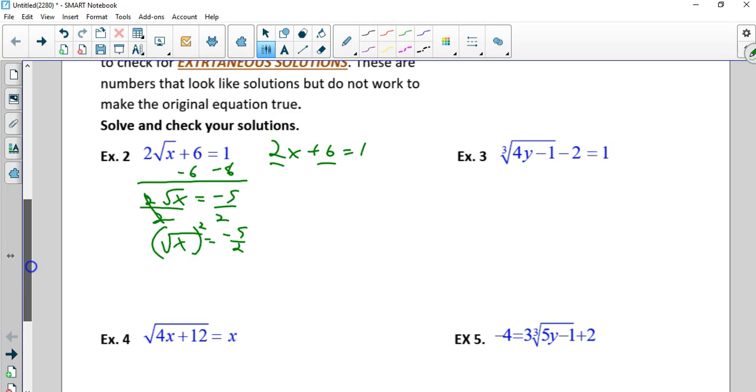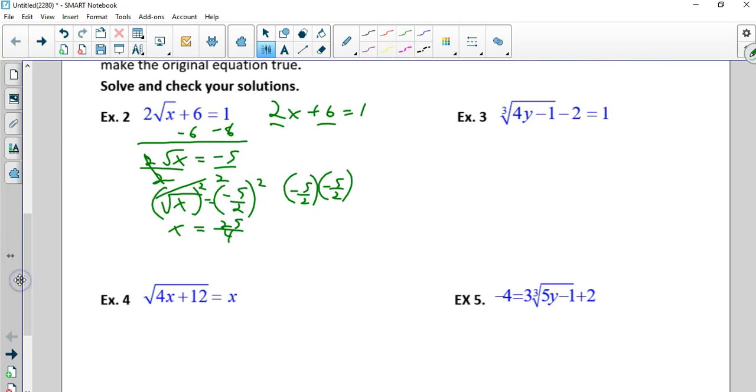Now, the extra step is to square both sides. So what we do is, this undoes that. We get x equals, now, negative times negative is a positive. 5 squared is 25, and 2 squared is 4. Because remember, this is basically negative 5 halves times negative 5 halves, which is 25 over 4. Now we have to check that answer. So this one might be a little more difficult to do in our head, so let's come over here and do this. 2 square root of 25 over the square root of 4 plus 6 equals 1.